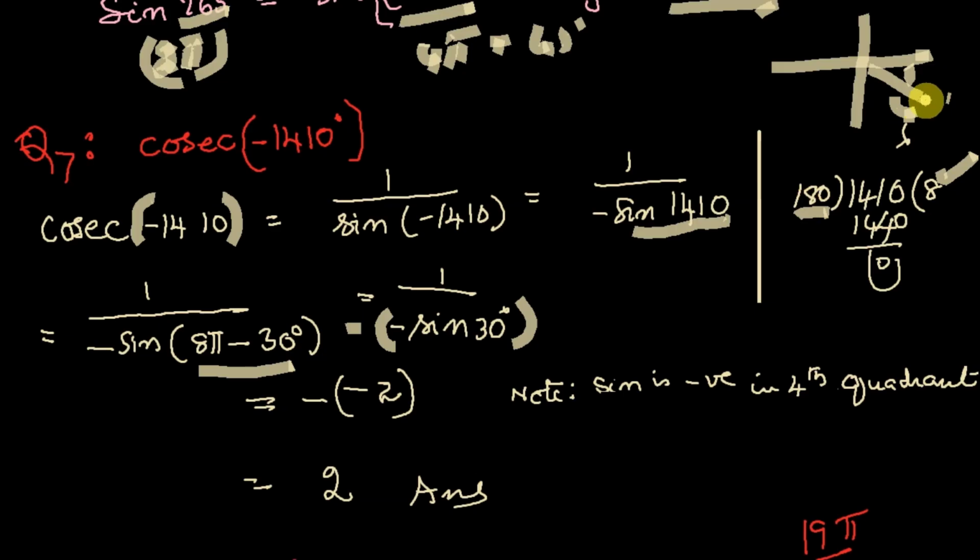In the fourth quadrant, sine is negative. Already one minus is there, and that minus is carried over here. This sine of 8 pi minus 30 is minus sine 30. So that is equal to minus of minus, because this is 1 by sine 30. Minus 1 by 1 half is minus 2. Minus of minus 2 is plus 2. That is the answer.